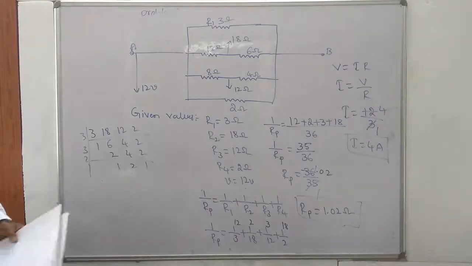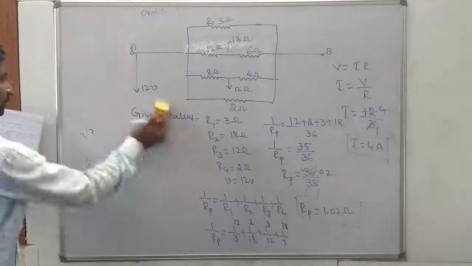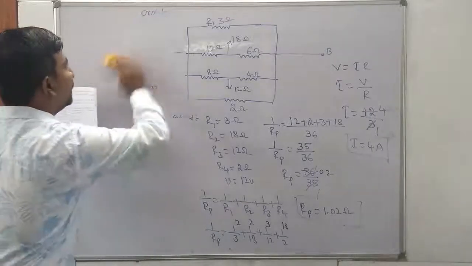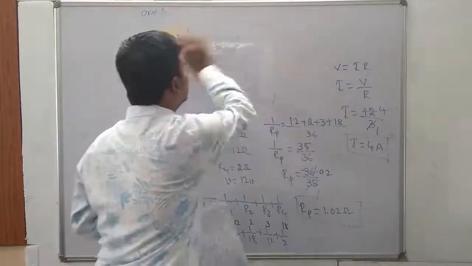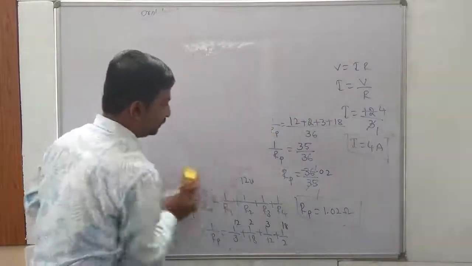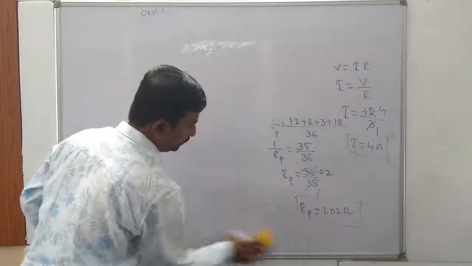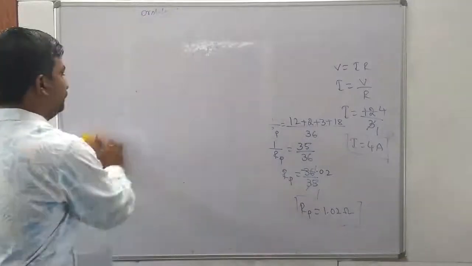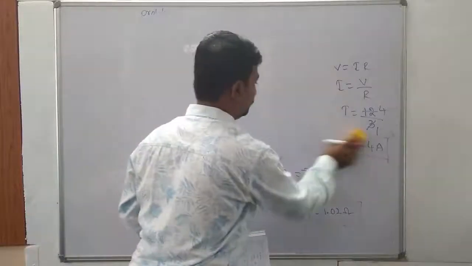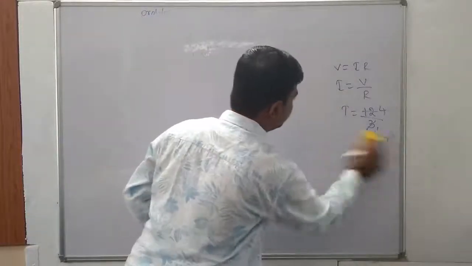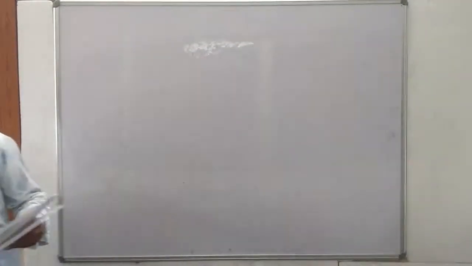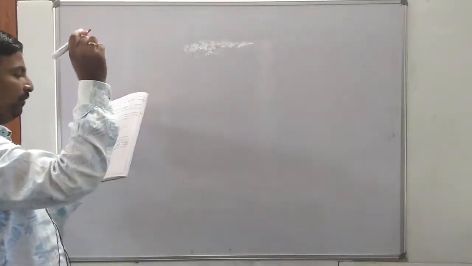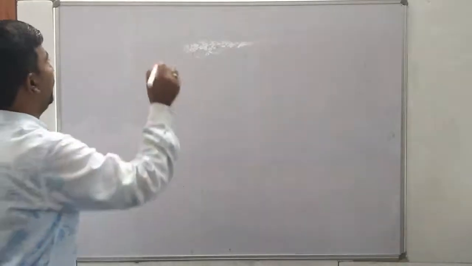Next, third problem. So 3 resistors 2 ohm, 4 ohm and 5 ohm are connected in parallel.